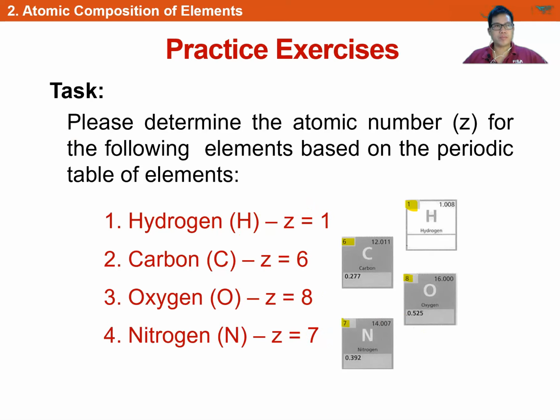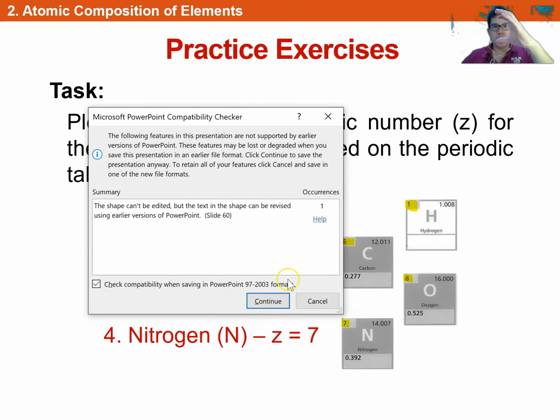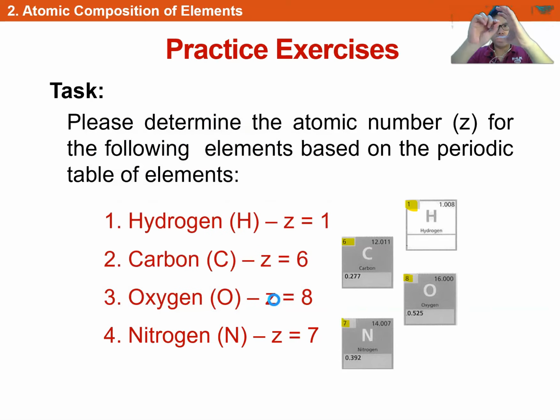Alright, so you can do it. Again, if it's 1, it means there's only 1 proton in the middle of the element. If it's 6, there are 6 protons inside the element. For oxygen, in the middle there are 8 protons, and for nitrogen there are 7 protons in there.